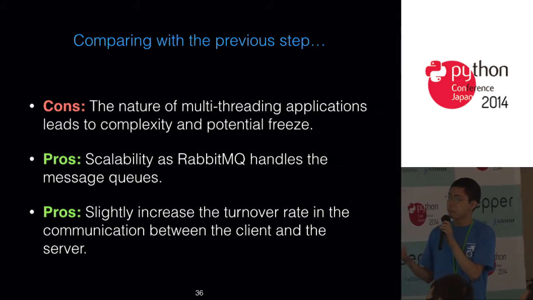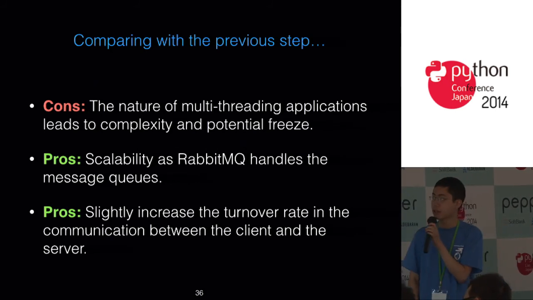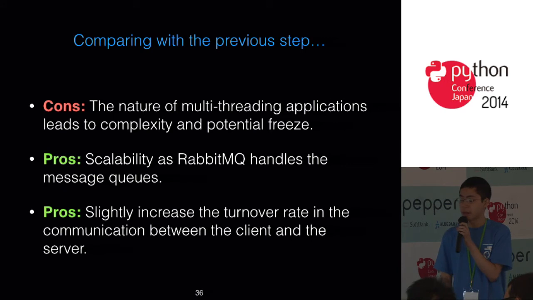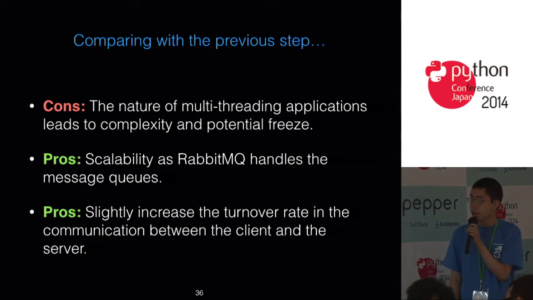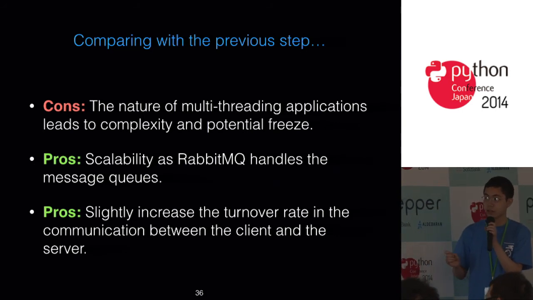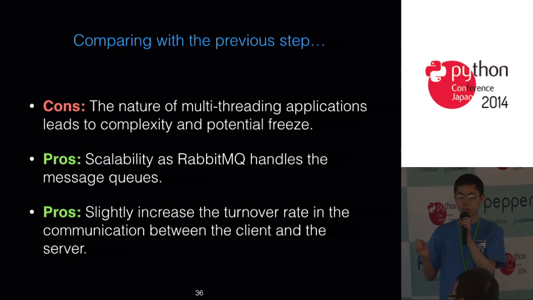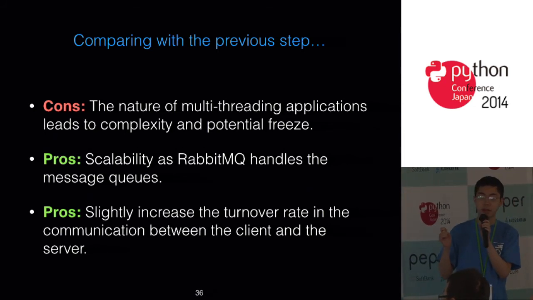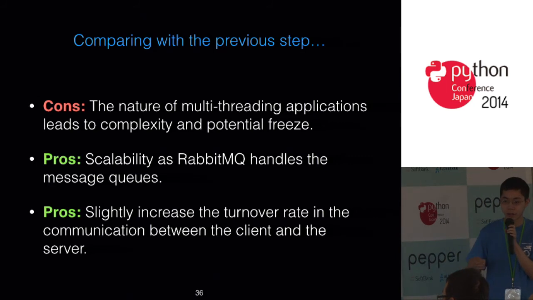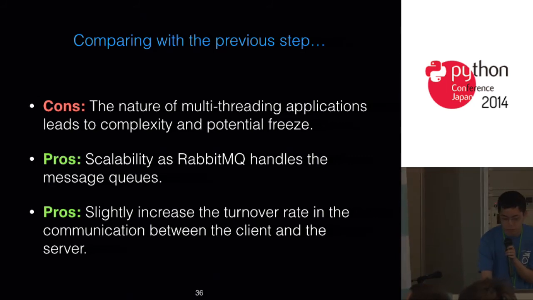The disadvantage, the bad news, is that the nature of multi-threading leads to complexity and potential bugs, but it's scalable. You can deploy multiple instances of the WebSocket server, and when you try to broadcast to all the clients, you'll still be able to do it, because RabbitMQ is the one that deals with distributing the message, not the process.